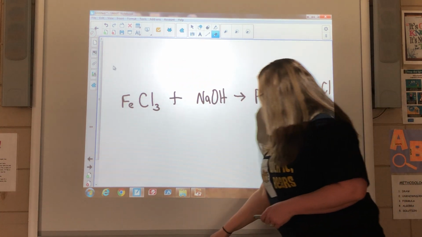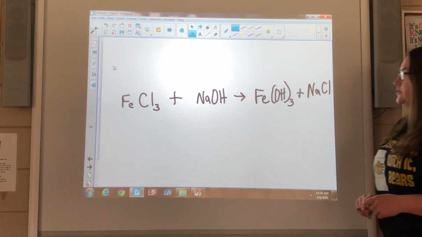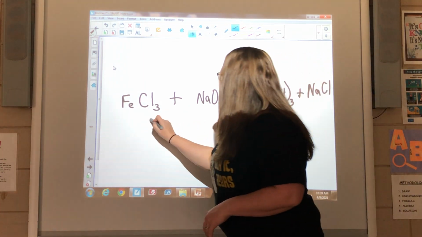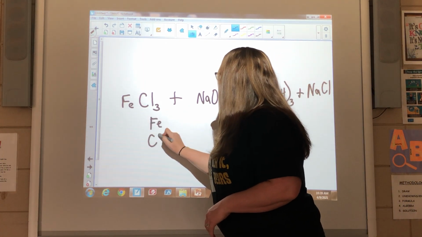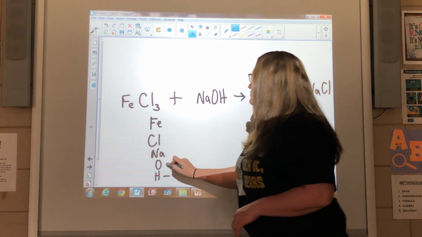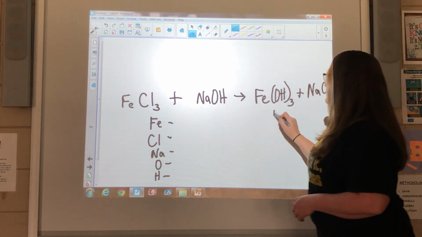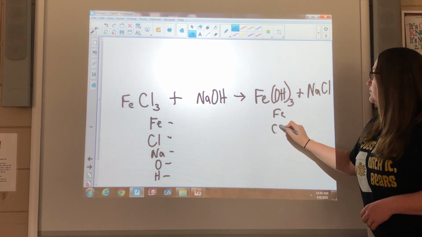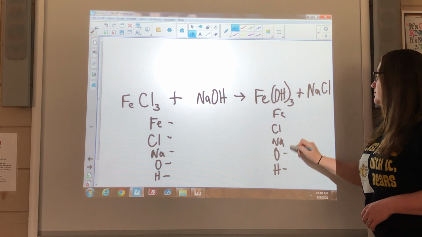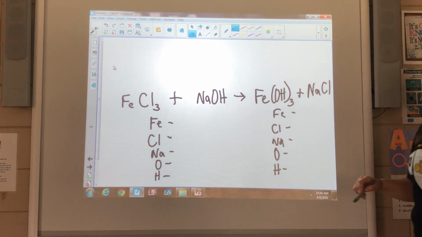Okay, so what do I need to do when I balance equations? What's the first thing I want to do? I want to list my elements out. Okay, so I'm going to have iron, chlorine, sodium, oxygen, hydrogen. So how many Fe on the left?